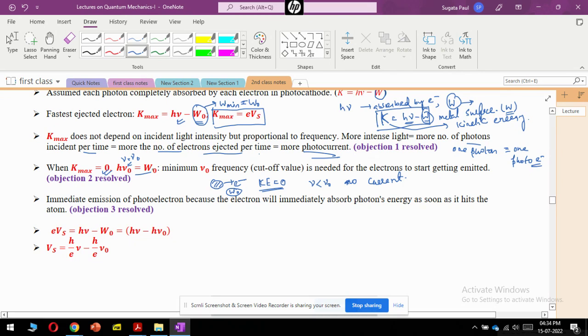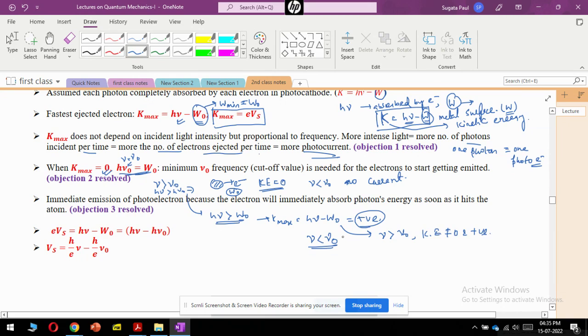So only when nu is greater than nu naught, that means this h nu part is greater than h nu naught, that means h nu is greater than W naught, because here we denoted h nu naught equal to W naught. This is when K max equals h nu minus W naught is positive. So then the electrons will have a positive kinetic energy to move around, and it will cause the photocurrent to happen. So that is the reason why we get no photoelectric effect or no photocurrent for nu less than nu naught, and we only get photocurrent for nu greater than nu naught, when the electrons have certain kinetic energy, non-zero and positive. Okay.